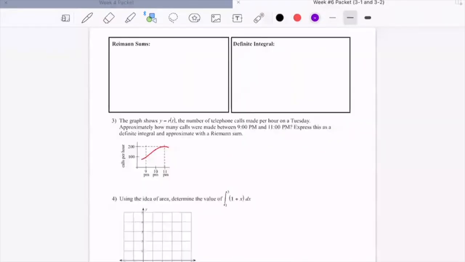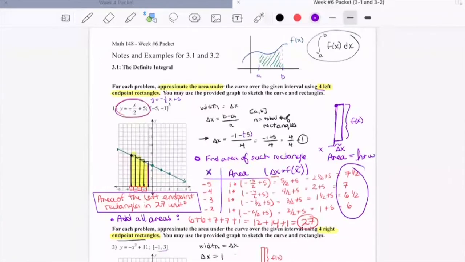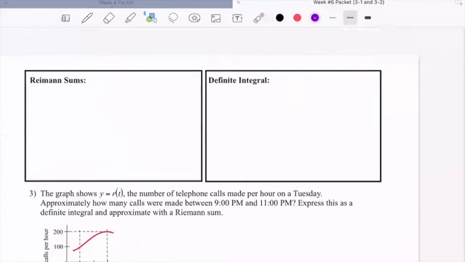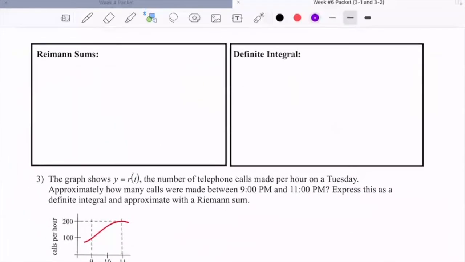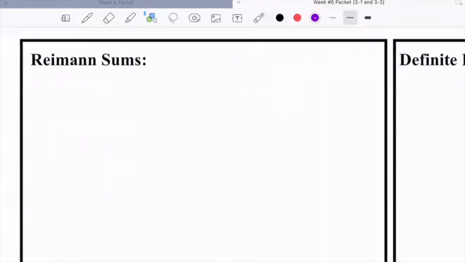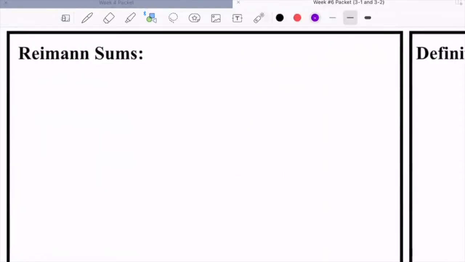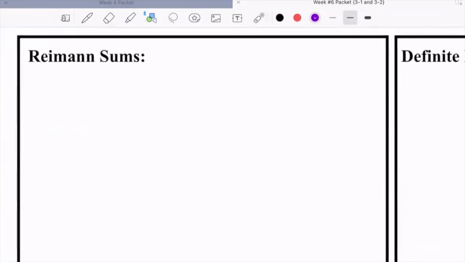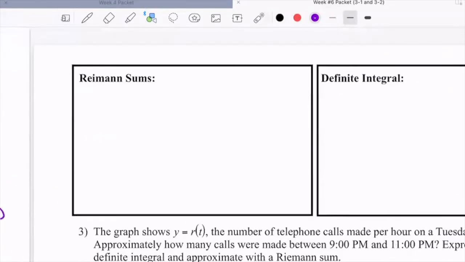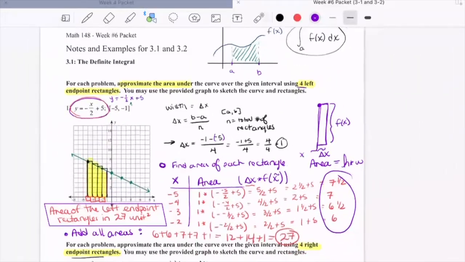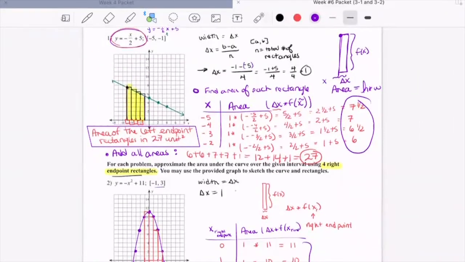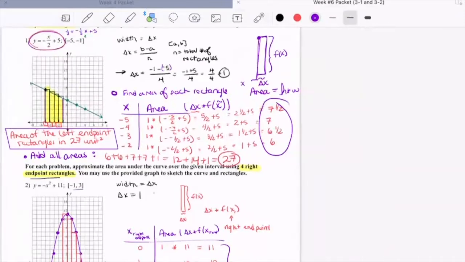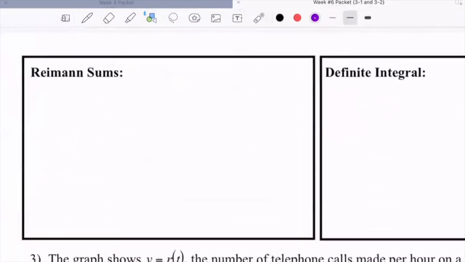In this video, we continue our work in section 3.1 using the definite integral. And we're now going to summarize 2 main definitions that we will see again in this course. So first, Riemann sums. Riemann is a famous mathematician that came up with a way of estimating the area under a curve by using rectangles. So that work that we already did in examples 1 and 2 are examples of computing Riemann sums. So let's summarize that work here.